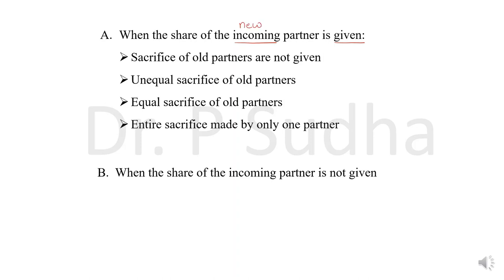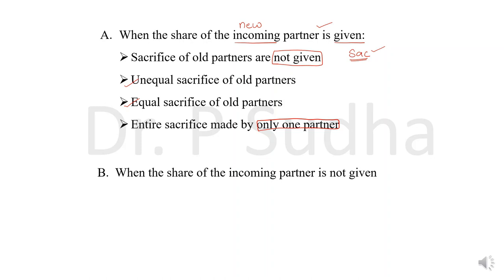When the new partner is admitted, if his share is given in the question, then you have to check for the sacrifice of the old partners. The old partners may have sacrificed in an unequal proportion, or their sacrifice may be in an equal proportion, or the entire sacrifice may be made by only one partner. On the other hand, in some problems, the sacrifice of the old partners will not be given.